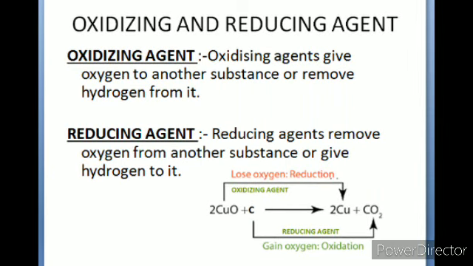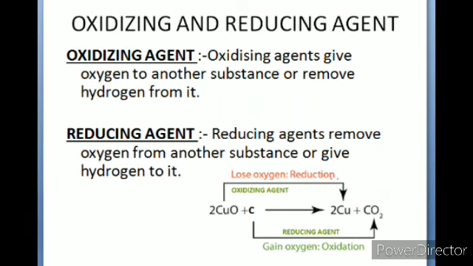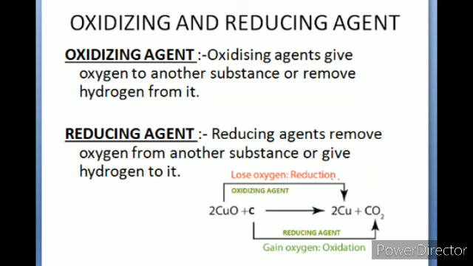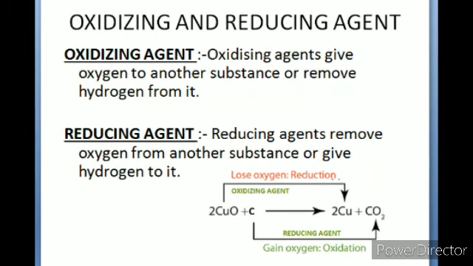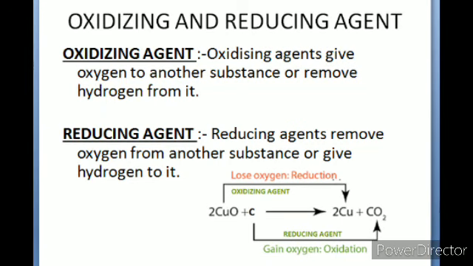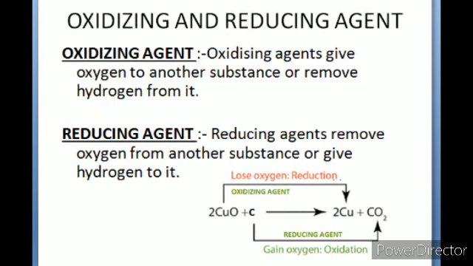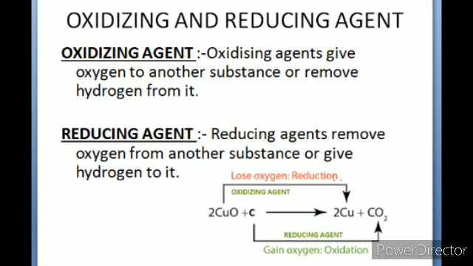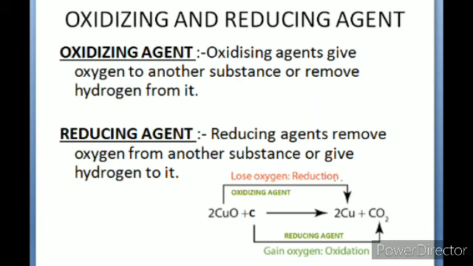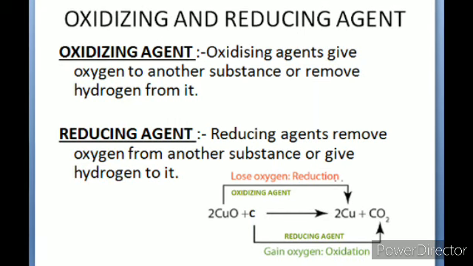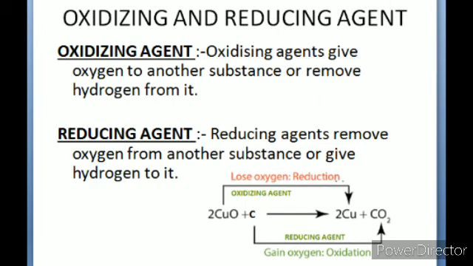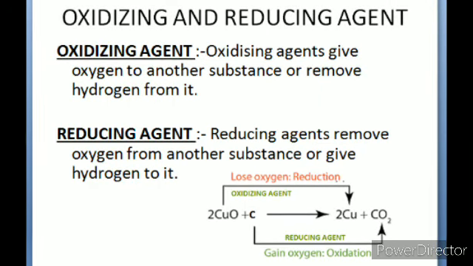Okay, next is reducing agent. So what is a reducing agent? Reducing agents remove oxygen from other substances or give hydrogen to it. Here carbon gains oxygen to form carbon dioxide. Here carbon took the oxygen of copper and itself gets oxidized to carbon dioxide. So here carbon is considered as a reducing agent.